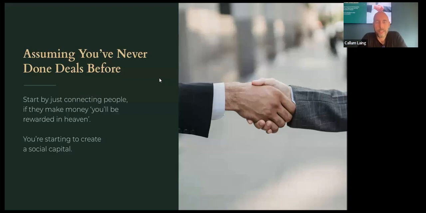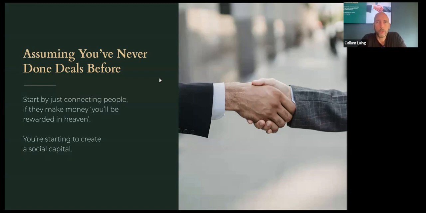Now, look, assuming you've never done this before, what I would suggest is that at the beginning, probably for the first 3 months, 6 months, 12 months, you just focus on helping people. Don't worry about making sure you get rewarded. One of the things you need to remember, and I've touched on this before, is that most deals don't happen. Humans being humans, we get distracted. We've got other priorities. Even if everything is lined up perfectly, deals can take forever. They go off the boil, they come back on the boil.